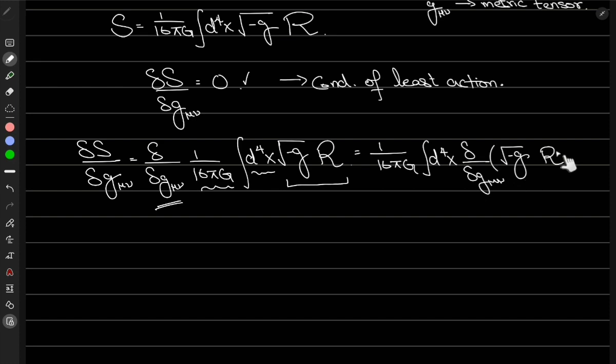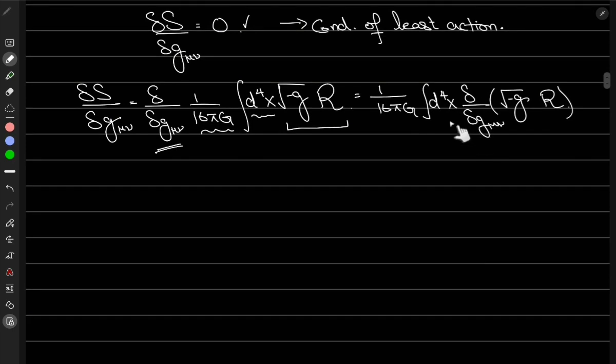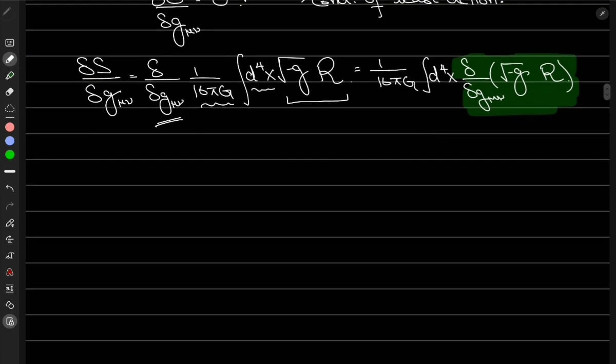Again, this differential operator, or this change with respect to G mu nu, is acting on this thing, square root minus G times R. So what can we do next? We can definitely use the product rule of differentiation, and we can expand this term, right? So which one? This term. We can expand this thing by applying the product rule of differentiation. All right, so let's do that now.